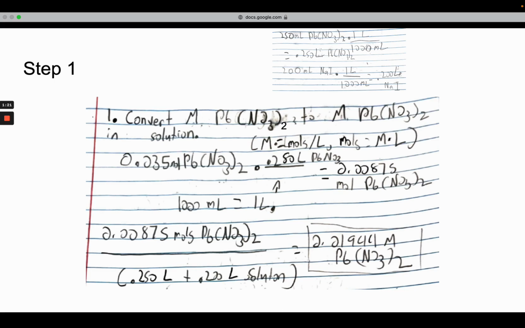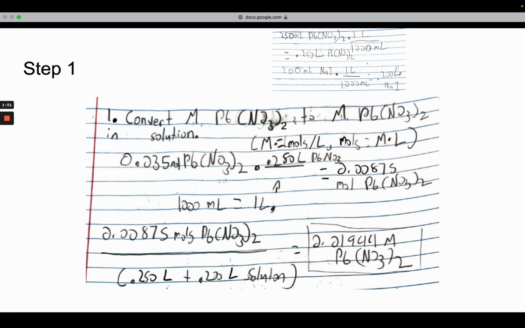How you do this is you find the number of moles in the lead 2 nitrate solution, and you do that by multiplying the molarity by the liters. This is because molarity is moles per liter, and you need liters, so what you do up above, you can see that I converted the milliliters of the volume into liters, so you get 0.25 and 0.2 respectively. And when you multiply it out, you get 0.00875 moles of lead 2 nitrate.